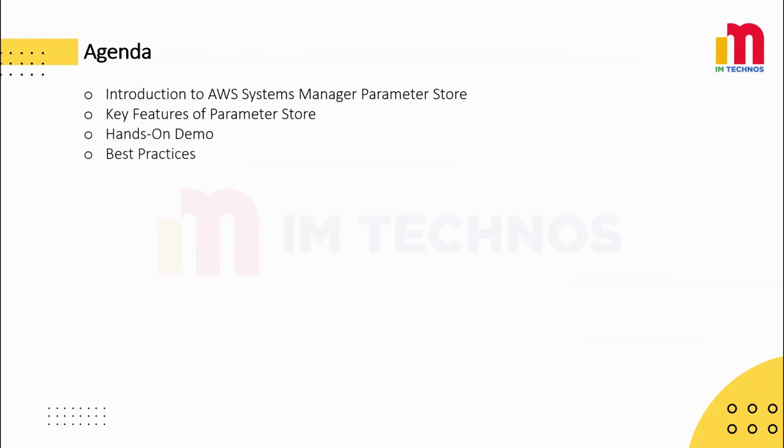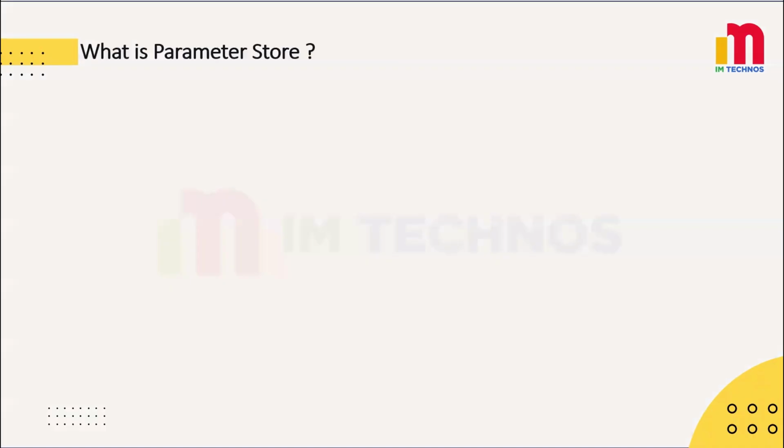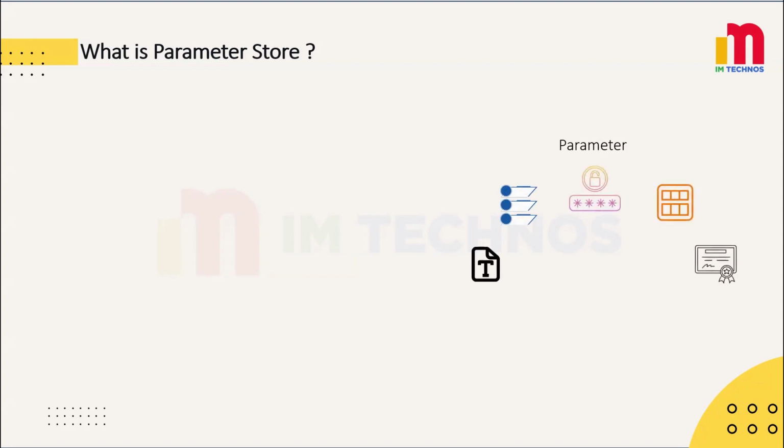Let's get started. Before we talk about the Parameter Store, let's understand what a parameter is. A parameter is any piece of data, such as a block of text, a list of names, a password, AMI ID, a license key, and so on. Parameter Store is used to store these parameters. So what is Parameter Store?